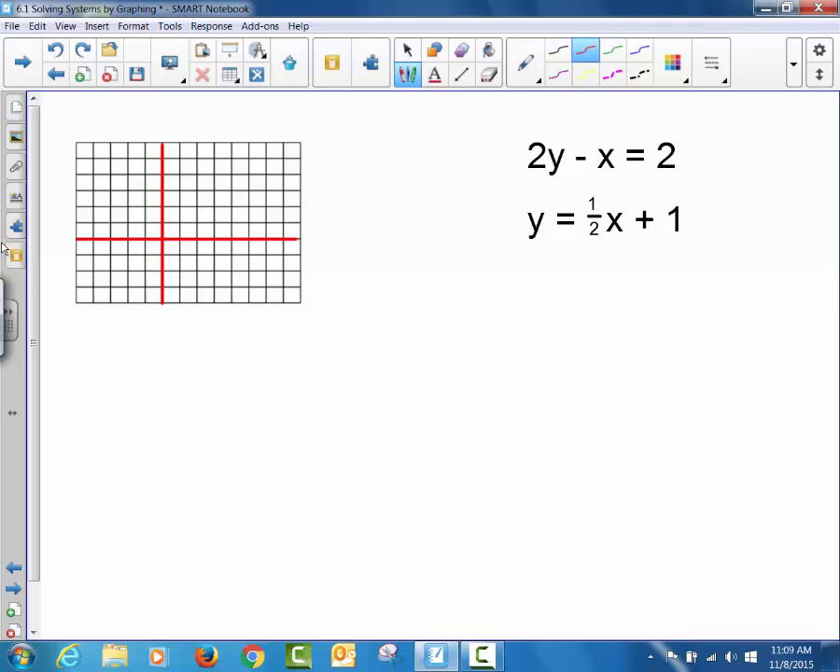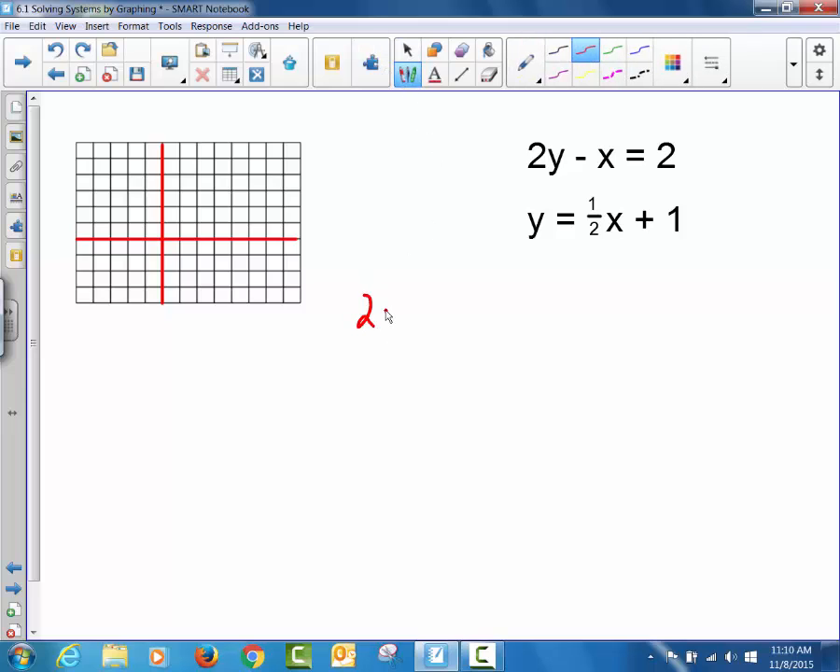Okay, this time it's in a little bit different format. Instead of both of them being y equals mx plus b, we've got one of them that's in a different format. That's this 2y minus x equals 2. So what we can do is you can always manipulate it so that it says y equals mx plus b, or you can do the y and x intercept. Okay, so let's do that.